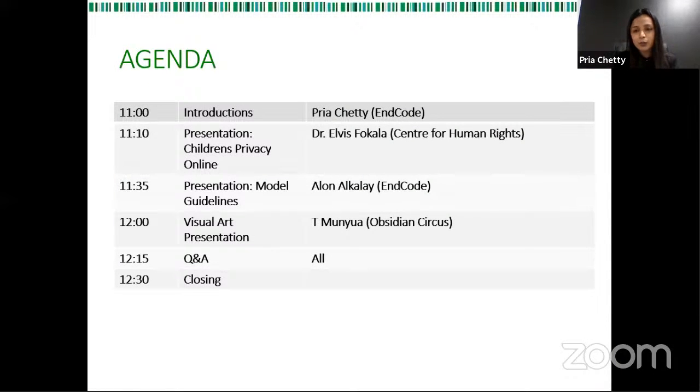The agenda for this morning: just those introductions from me, and then a presentation by Dr. Elvis Porcala on children's privacy online. Then a presentation of the model guidelines themselves by Alon Alkale from EndCode, and a visual presentation by T. Manure from Obsidian Circus. We're very excited to have engaged a visual artist for this project to interpret the model guidelines in a visual way, and she will present that a little later on. Just some Q&A before we close the session.